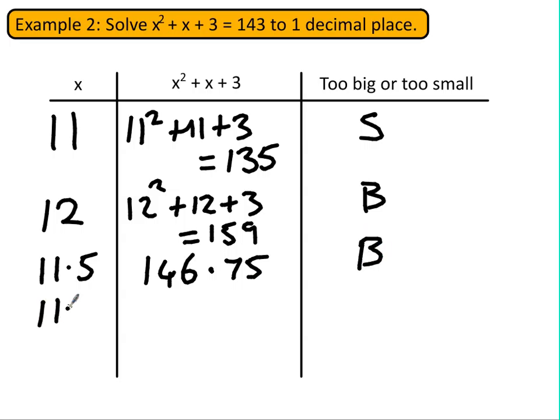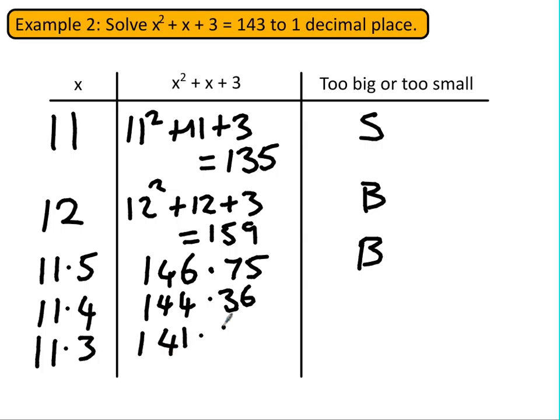It's still a bit big, but we're getting very close to the answer now. So perhaps we'll try 11.4. 11.4 squared plus 11.4 plus 3. Well, that gives me 144.36. Still too big, so we haven't quite gone low enough. So we'll go again at 11.3, and that gives me 141.99. So that was still too big, and that is too small.